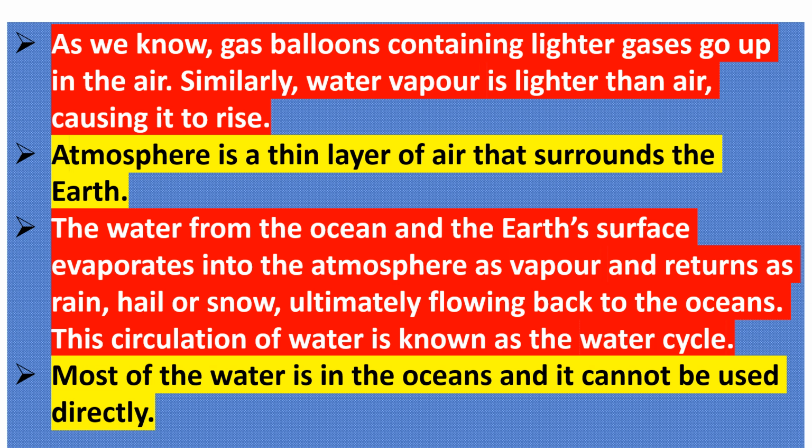The water from the ocean and the earth's surface evaporates into the atmosphere as vapor and returns as rain, hail or snow, ultimately flowing back to the oceans. This circulation of water is known as the water cycle. So whatever water is there in the ocean and around the earth's surface, it evaporates. Evaporating, where does it go? It goes into the atmosphere as vapor. And it returns as rain, because they form clouds up in the sky, and it returns as rain, hail or snow, ultimately flowing back to the ocean.